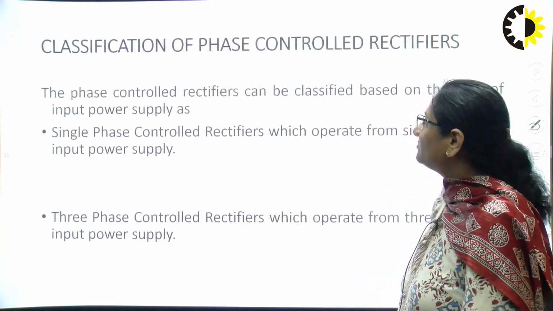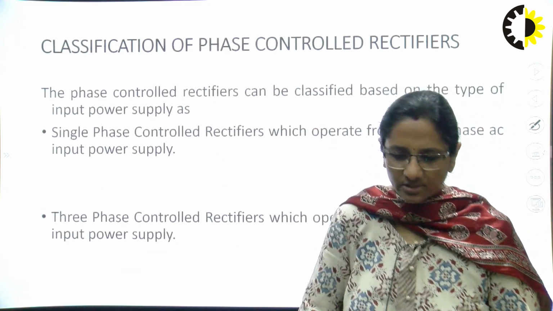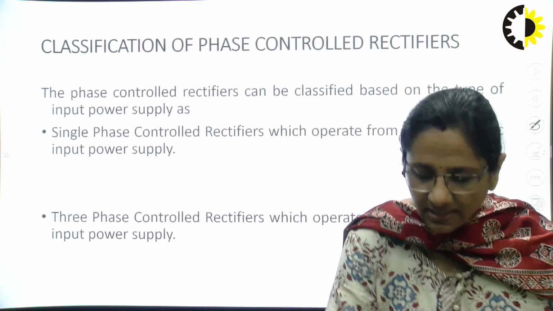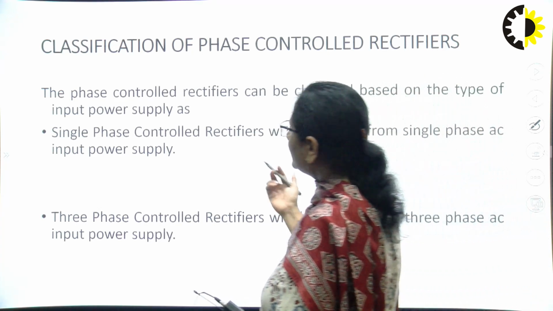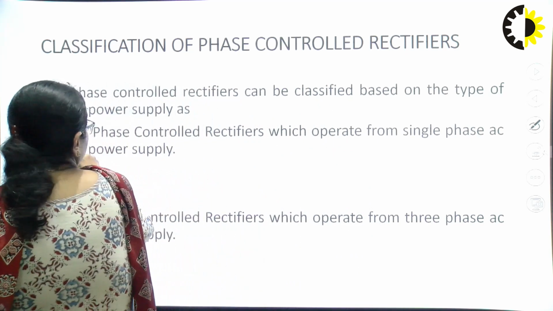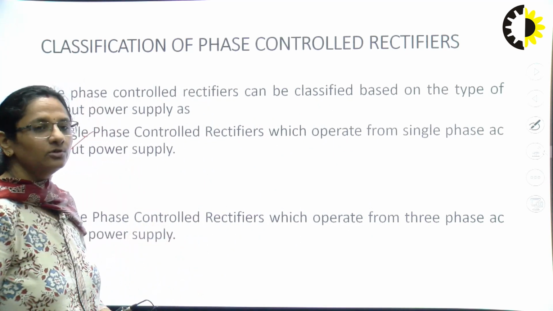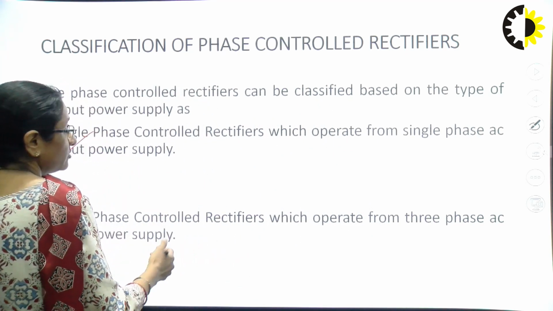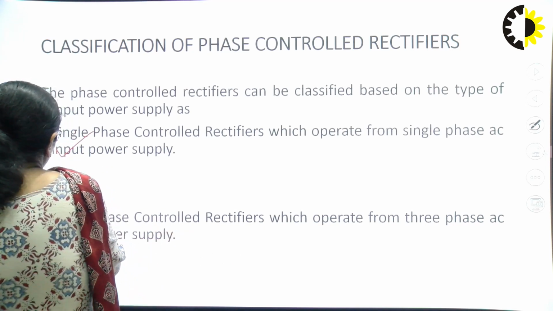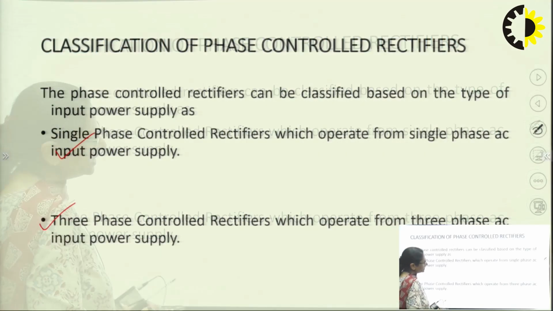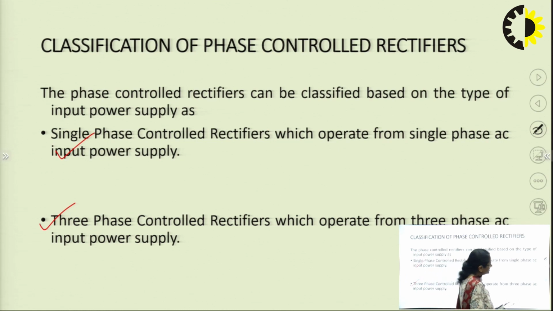Let us now classify the phase controlled converters. The classification can be seen to be like this. We have single phase control rectifiers, which of course operate from a single phase AC supply. We have three phase control rectifiers which operate from a three phase AC supply. So, in general, depending upon the type of supply, the converters can be classified as single phase converters and three phase converters.